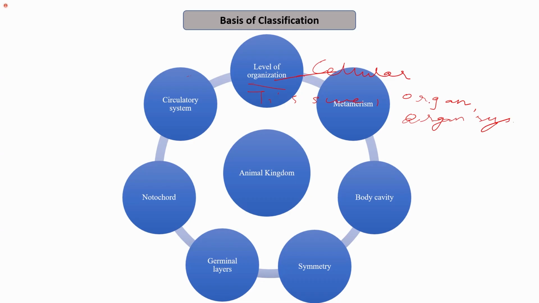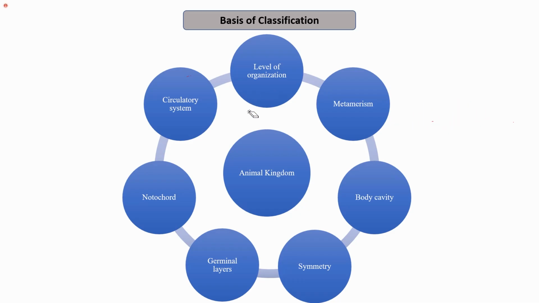Like we see that the phylum Porifera has a cellular level of organization. It does not have a cluster of cells that can be called tissues. So basically, different phyla were divided into different levels of organization, on the basis of which we classified them.